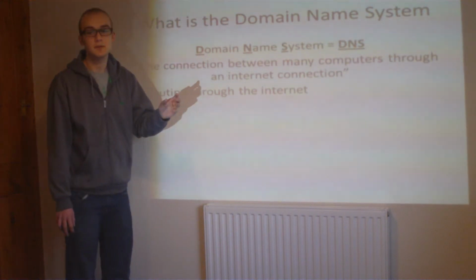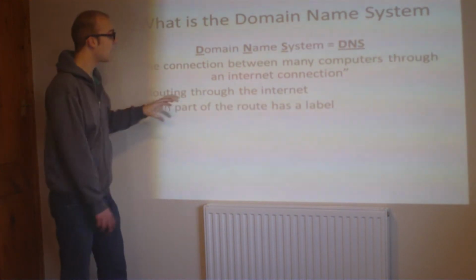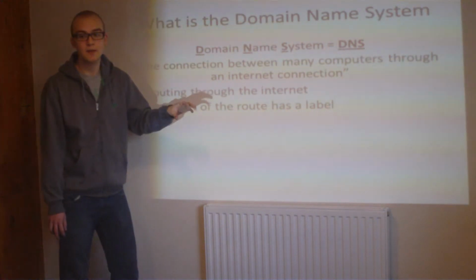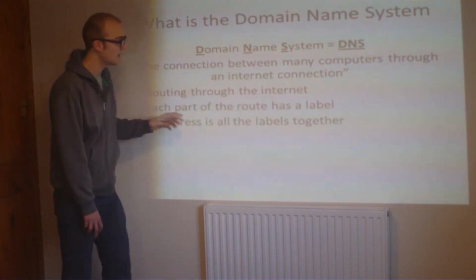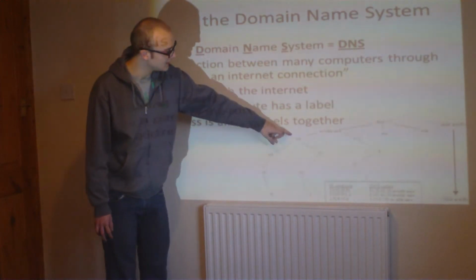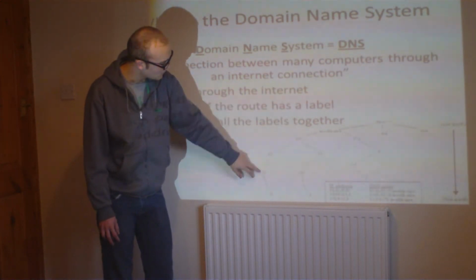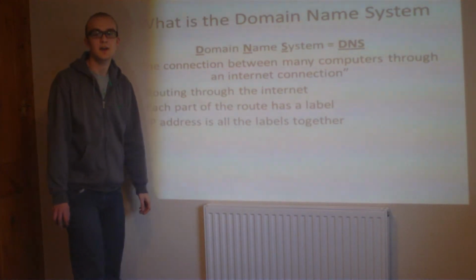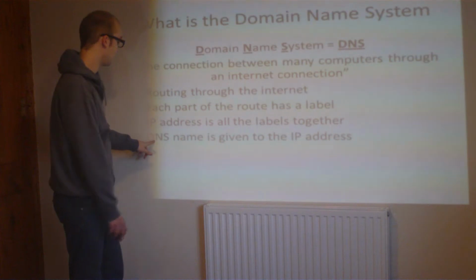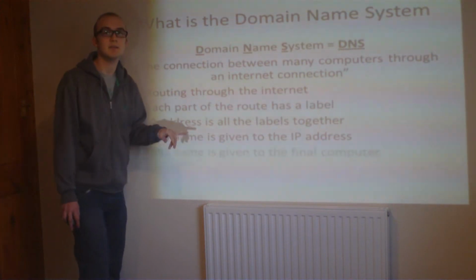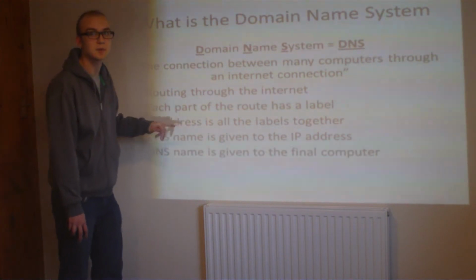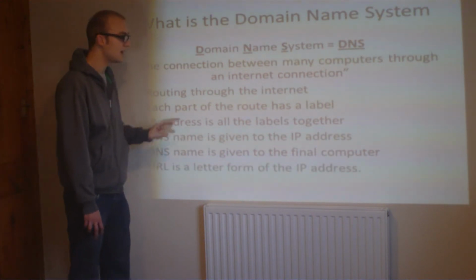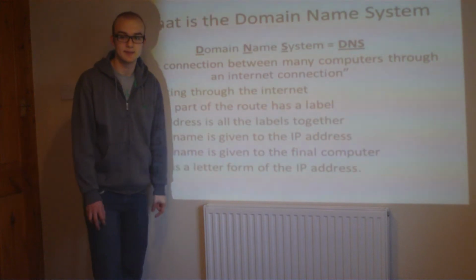As it creates this route, it has a path, and each part of the path and route has a label. All these labels are added up to create an IP address. As explained in this diagram, you can see the different parts, the whole path and the different labels all creating a final IP address. This final IP address can be given a DNS name, and then this DNS name can be given to the final destination computer you want to access. Or, if it's a website, the URL will be the letter form of the IP address.